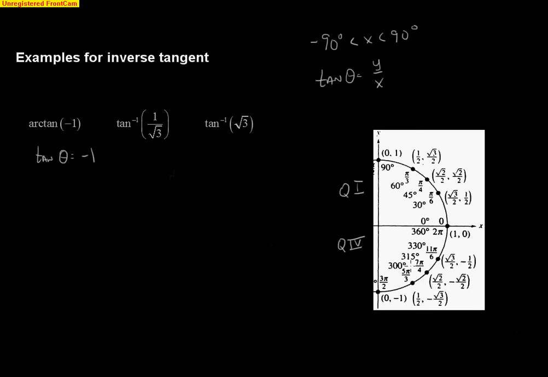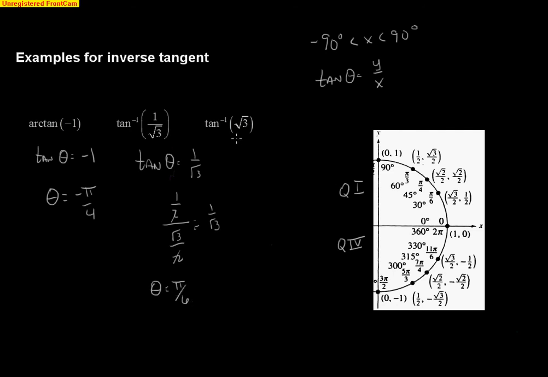But remember, I can't use 315 because that's going all the way around. I got to use the negative. So that means I'm going to have a negative pi over 4. Second one here, tangent of what angle is 1 over radical 3. So I know, again, y divided by x, 1 over radical 3. Right here, when I divide out 1/2 divided by radical 3 over 2, I get 1 over radical 3. So then that tells me I am right there at pi over 6, or 30 degrees.